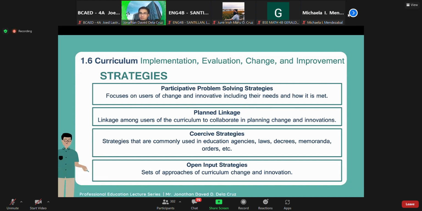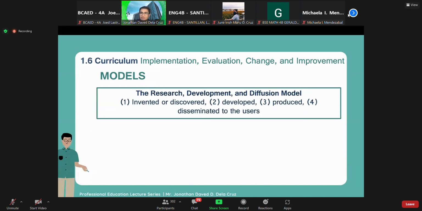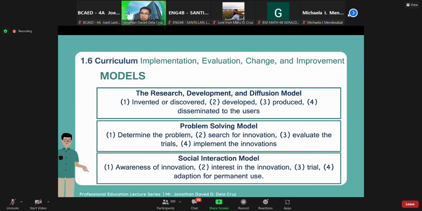It may vary depending again on the academic institution. There are different models. We have research development and diffusion model, we have problem-solving model, and we have social interaction models. So those are the sequence. Sequence lang naman yan, yung mga nandyan. So you can read this. The slides will be provided to you. Don't worry.